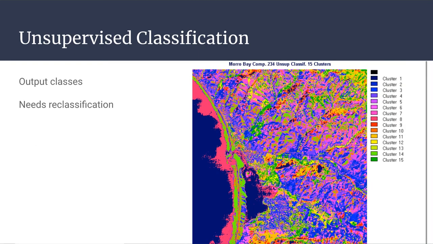At right, we have an example of the output of an unsupervised classification. This is in the area around Morro Bay, California. It looks like bands 2, 3, and 4 were used. If you're using Landsat 8, those would be the visible part of the spectrum. Landsat 7, that would include that infrared band. And we used 15 clusters, so we wanted 15 different output classes. That's quite a few, so you'd probably have to reclassify if you have that many clusters.